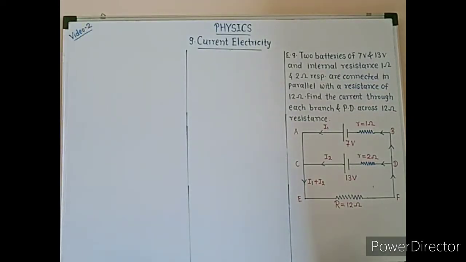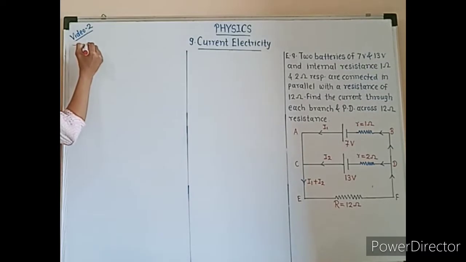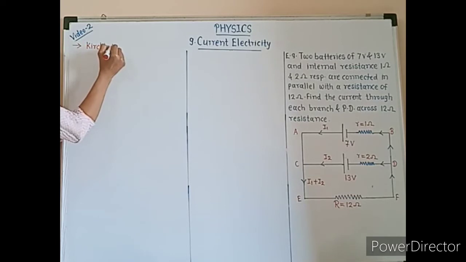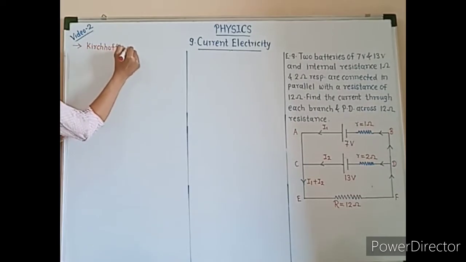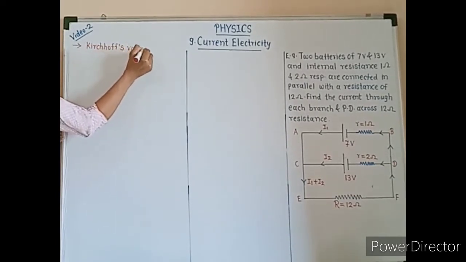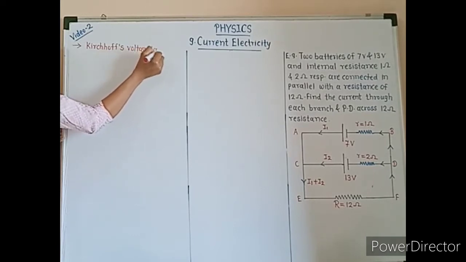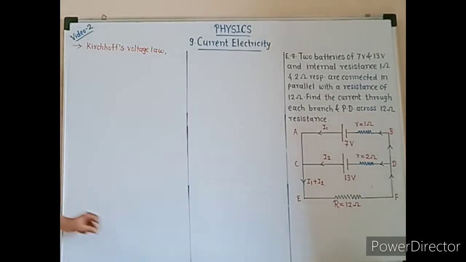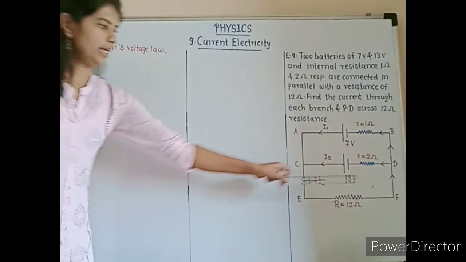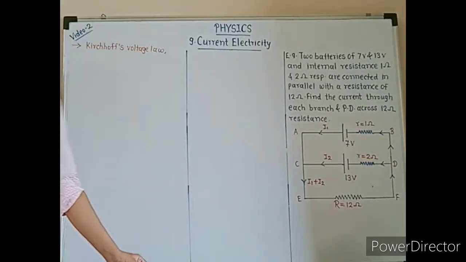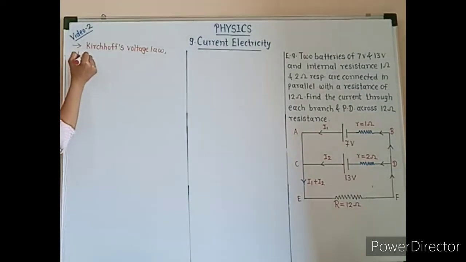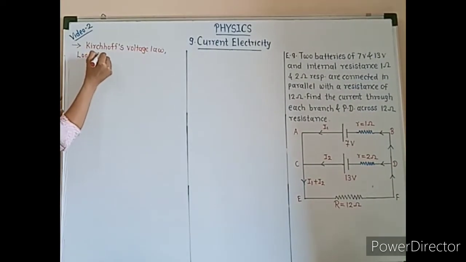So according to Kirchhoff's voltage law, now consider the loop A, E, F, B, A. Consider the loop A, E, F, B, A. Now applying sign convention to this loop, we get the equation.